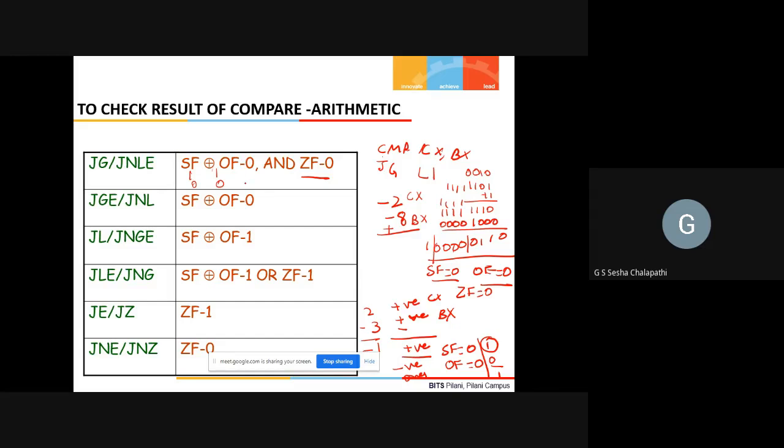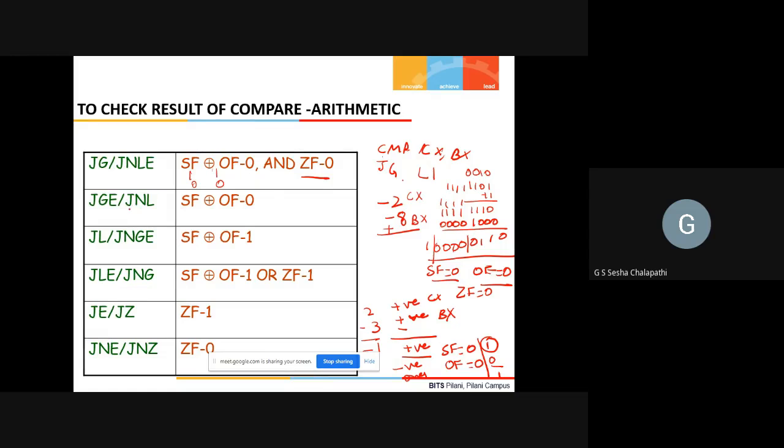If either of them is true, that is either the sign flag is 1 or the overflow flag is 1, then that will be the case where the JG condition is not true. So I will leave this for you to observe and conclude. Basically, JG will be taken when these particular conditions are true.